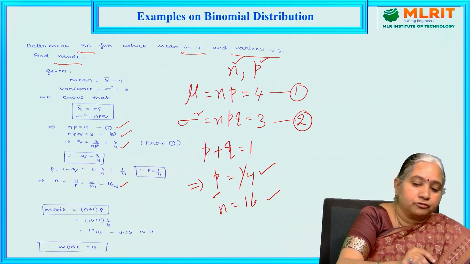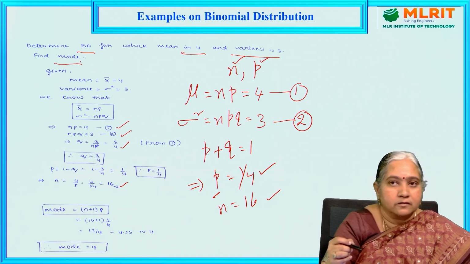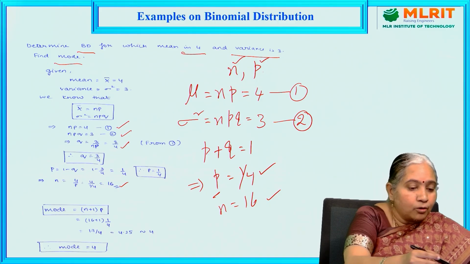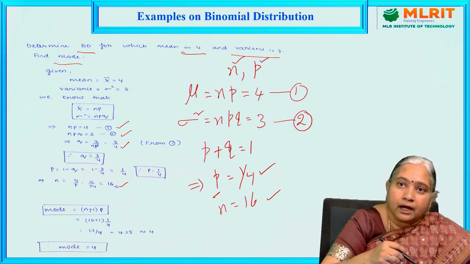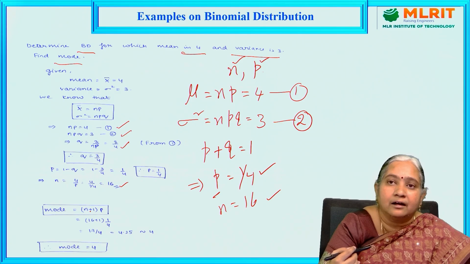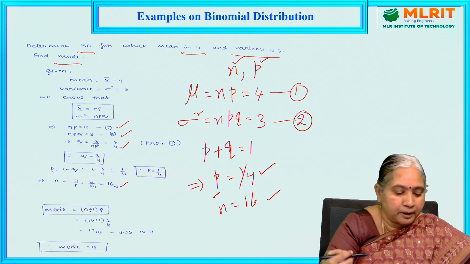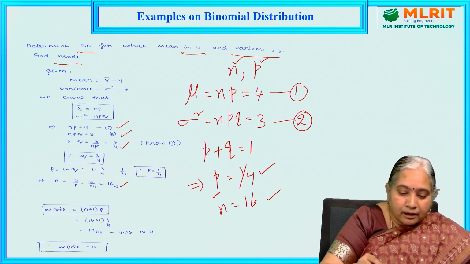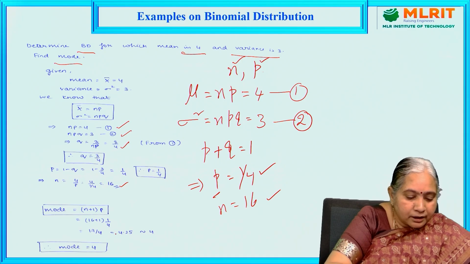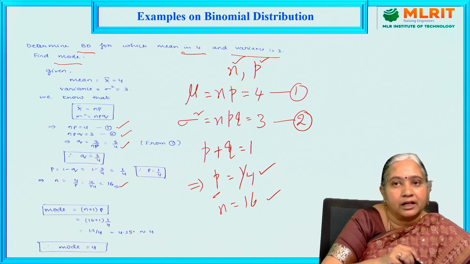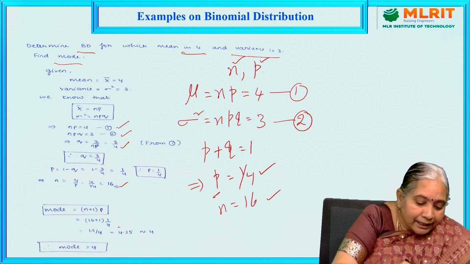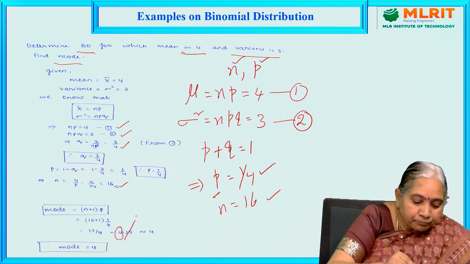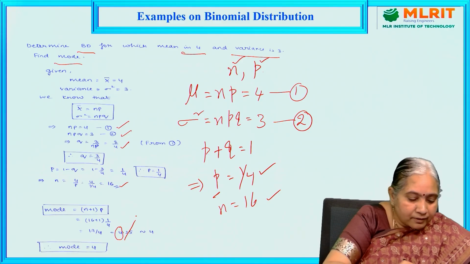Now what do we have to find? Find mode also. So we can write the mode definition: n plus 1 into p. First, to find mode, we calculate the value of n plus 1 into p. N equal to 16, p equal to 1 by 4. Substitute that value, we get 17 by 4. This is a rational number, which in decimal form we get. So we take only the integral part and ignore the decimal part. So that's why the mode is 4.